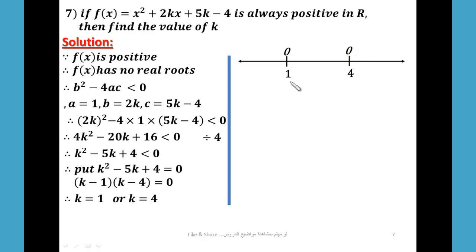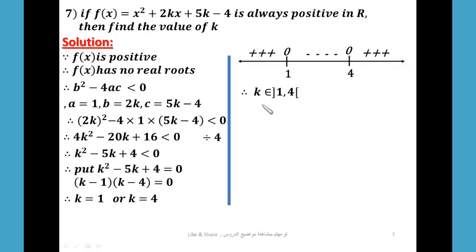And we take a number less than 1, like 0, and substitute in this form. Substitute k equals 0. We have 0 power 2 minus 5 by 0 plus 4, which equals 4, and 4 is positive. So in this interval, the sign will be positive. And we take another number between 1 and 4, for example k equals 2 or 3. You will get a negative number, and we put that sign, negative. And we take another number greater than 4, like 5, and you substitute here. What do you get? You get a positive number. We write positive.